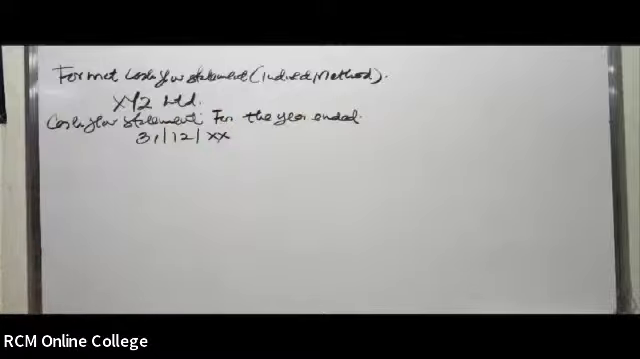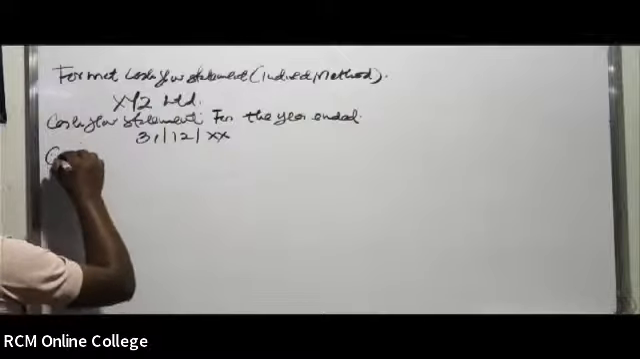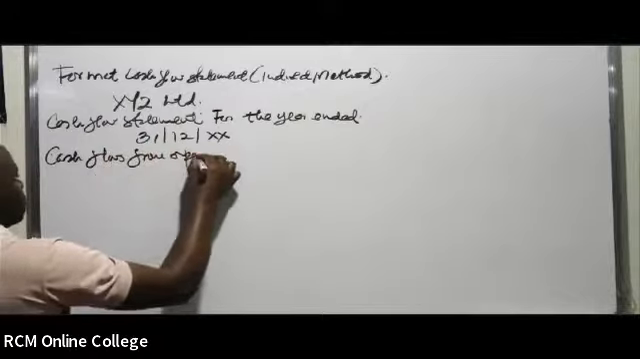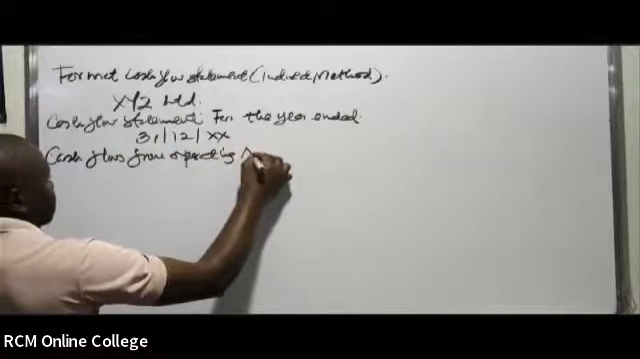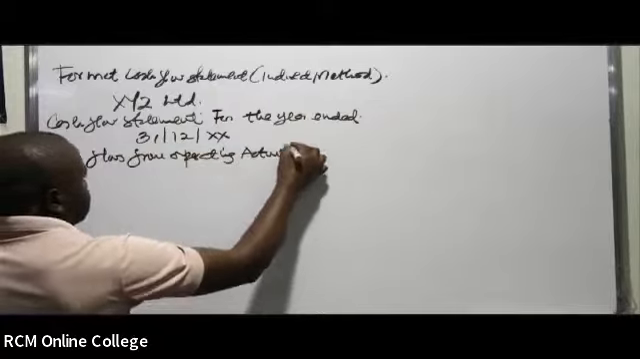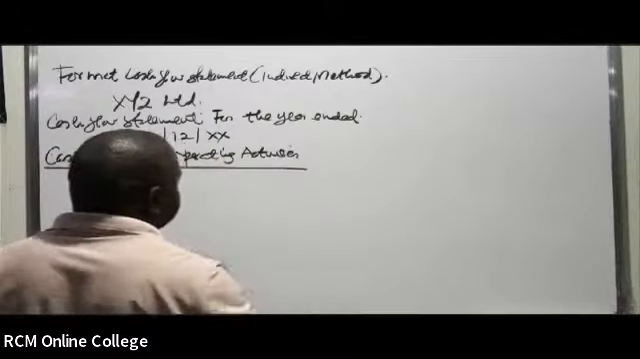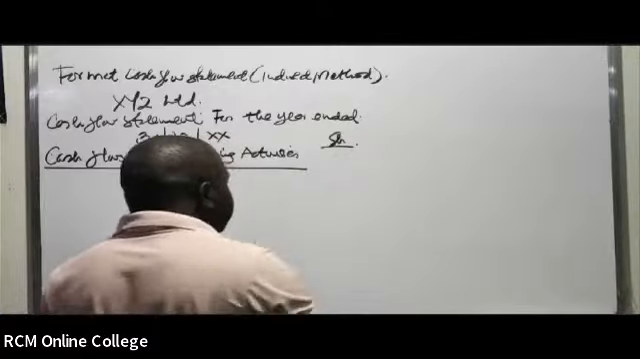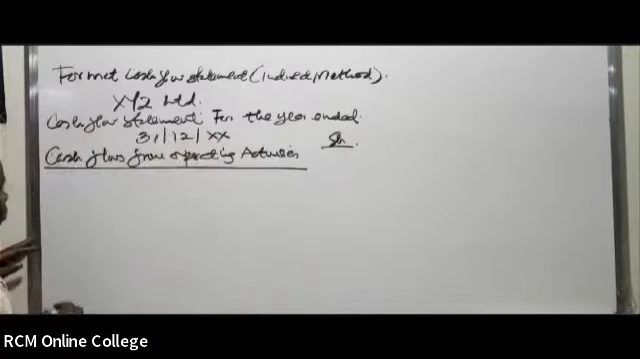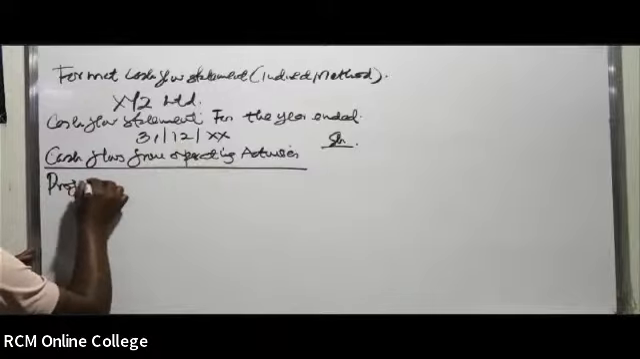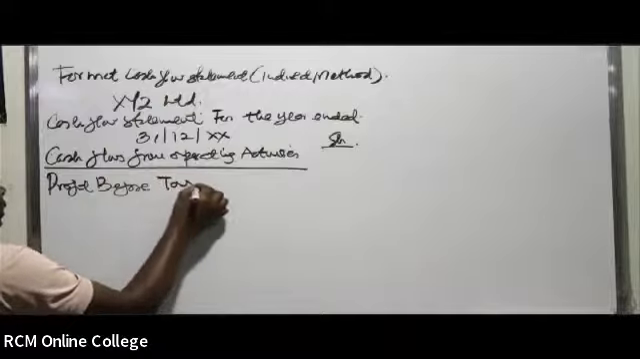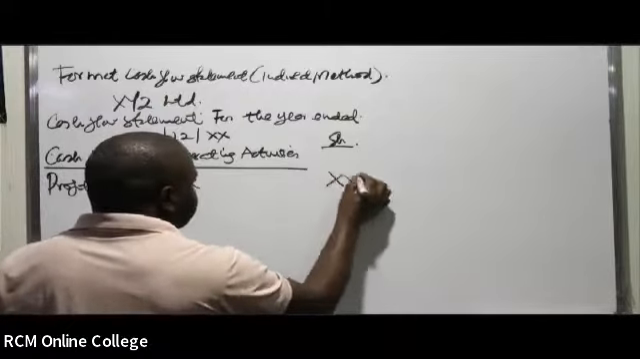So you'll start with the cash flows from operating activities, and you put the shillings aside. You start with the profit before tax, which you'll get in the income statement extract, and you place the figure there.